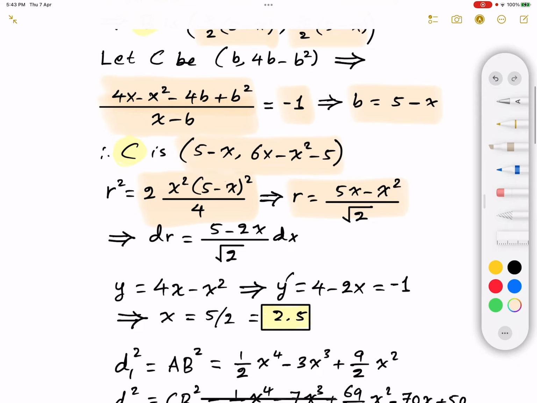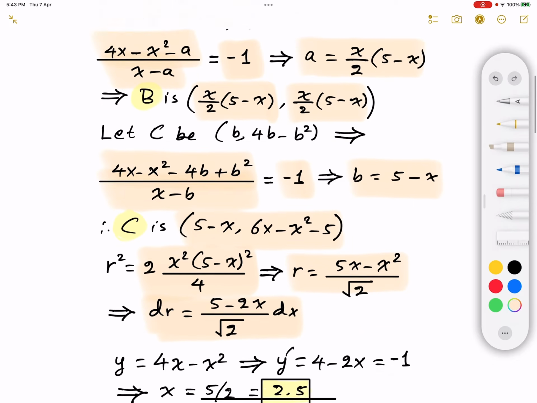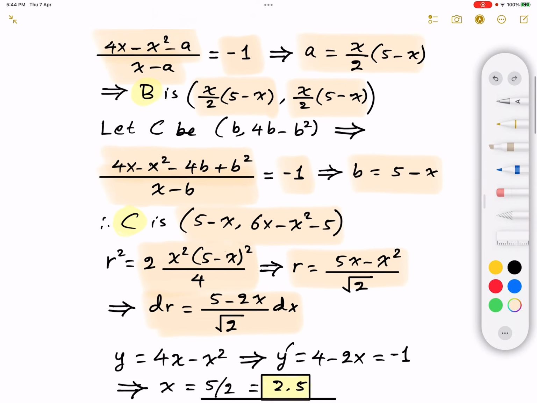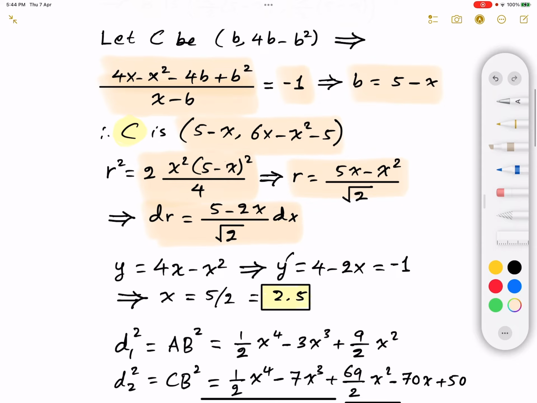And from that, we can differentiate both sides. That would give us a relationship between dr and dx, because we are going to integrate along the axis of revolution, which is y equals x. It's not the x-axis. If it is the x-axis, it should be dx. If it is the y-axis, it should be dy. But here it is another axis, so it should be dr. Dr is related to dx using this relationship here.